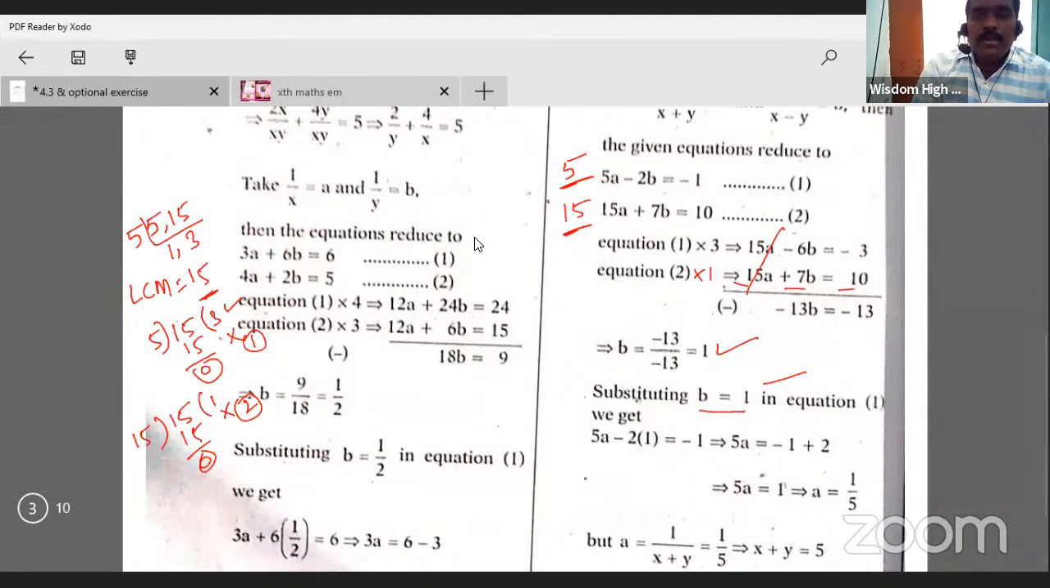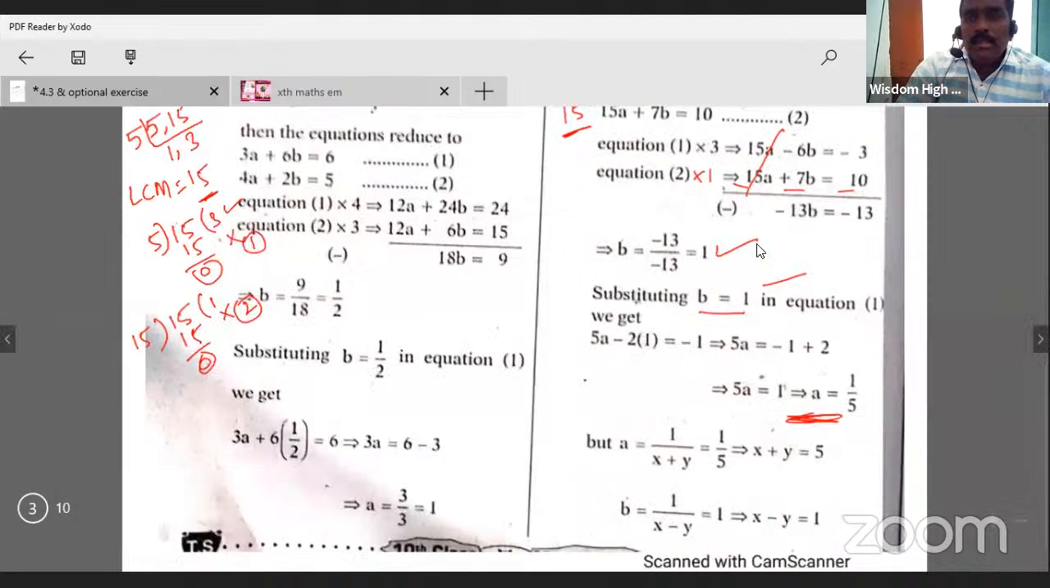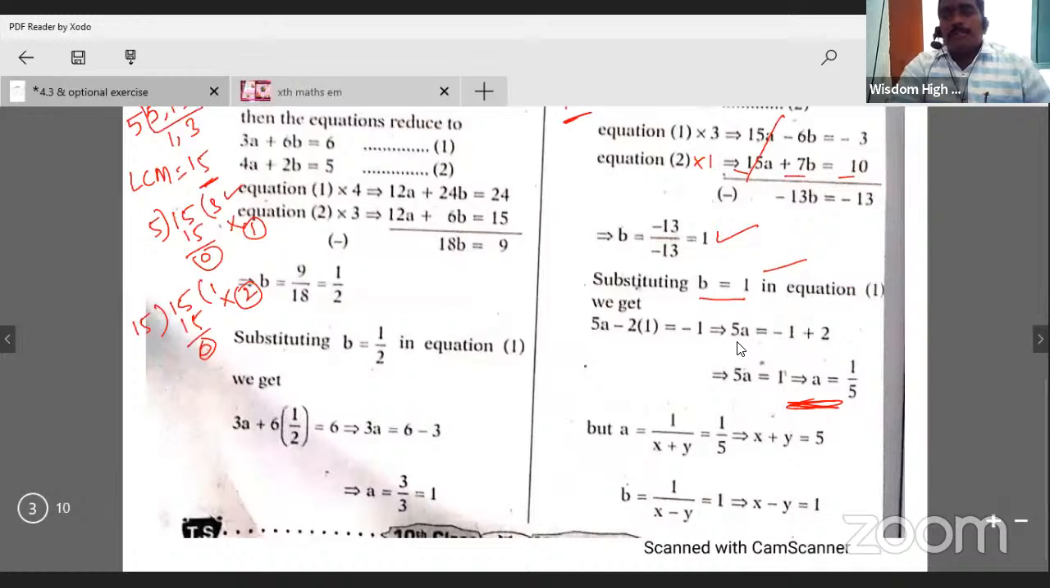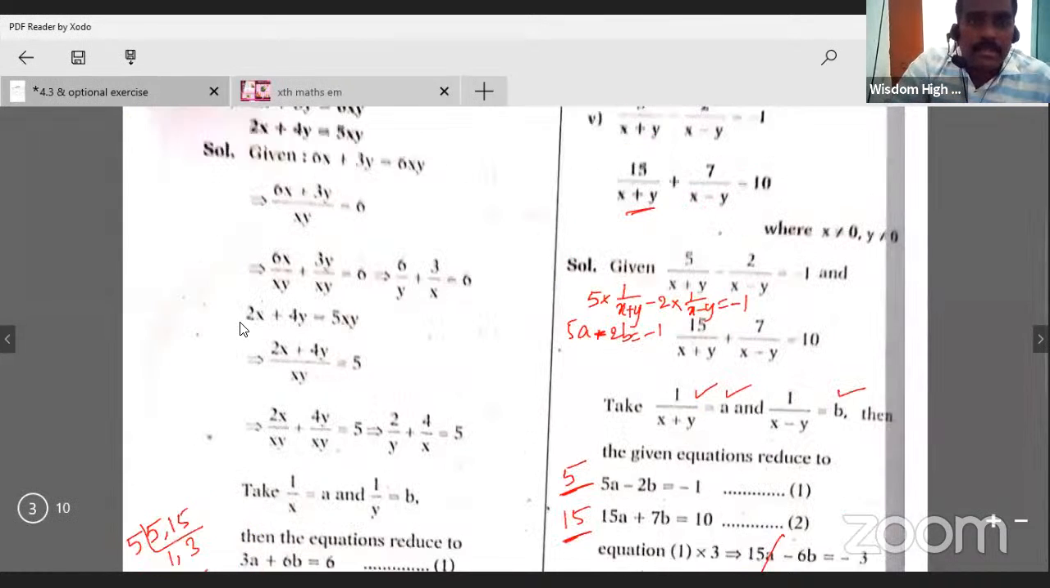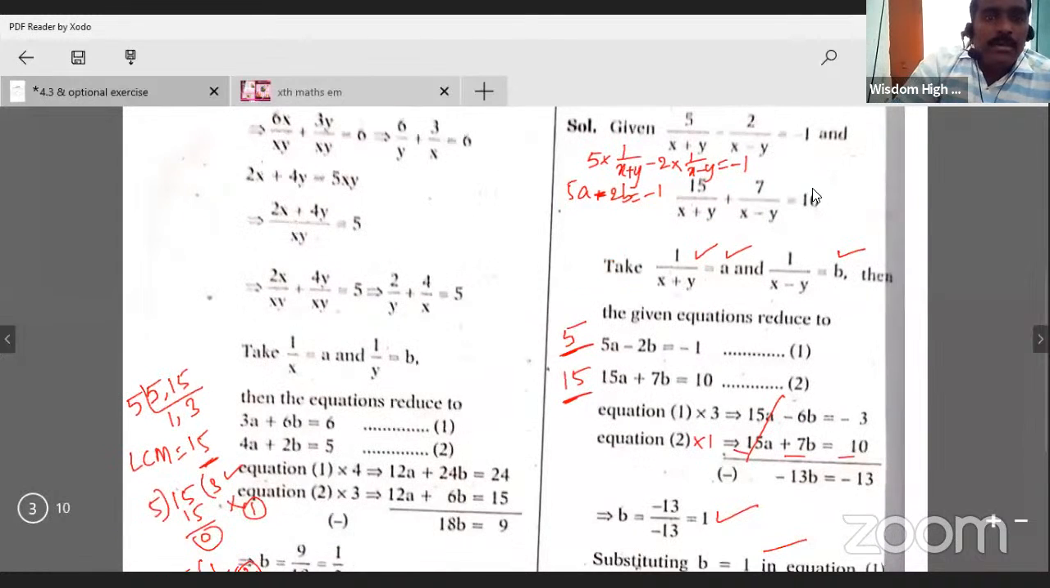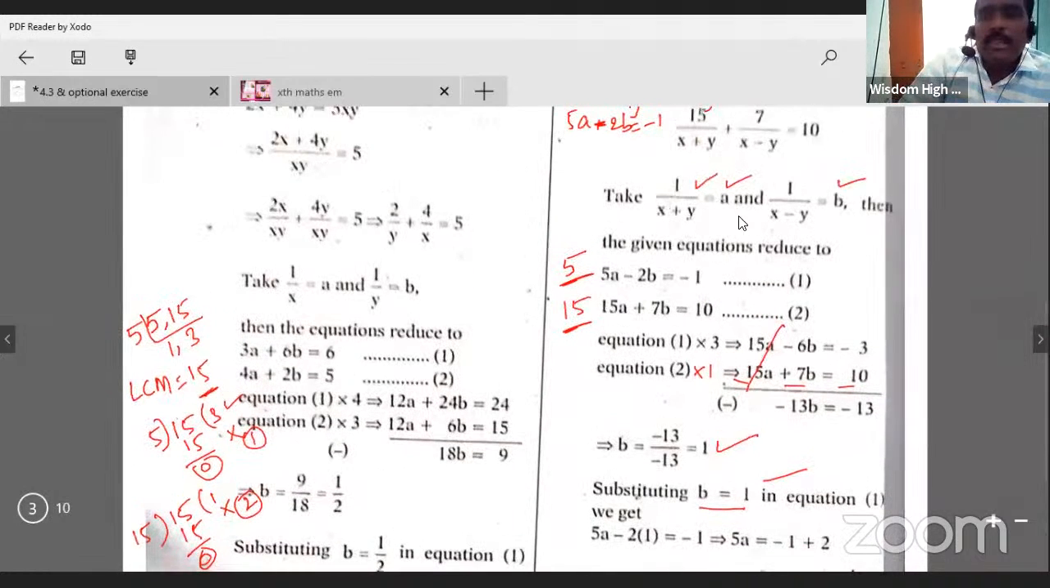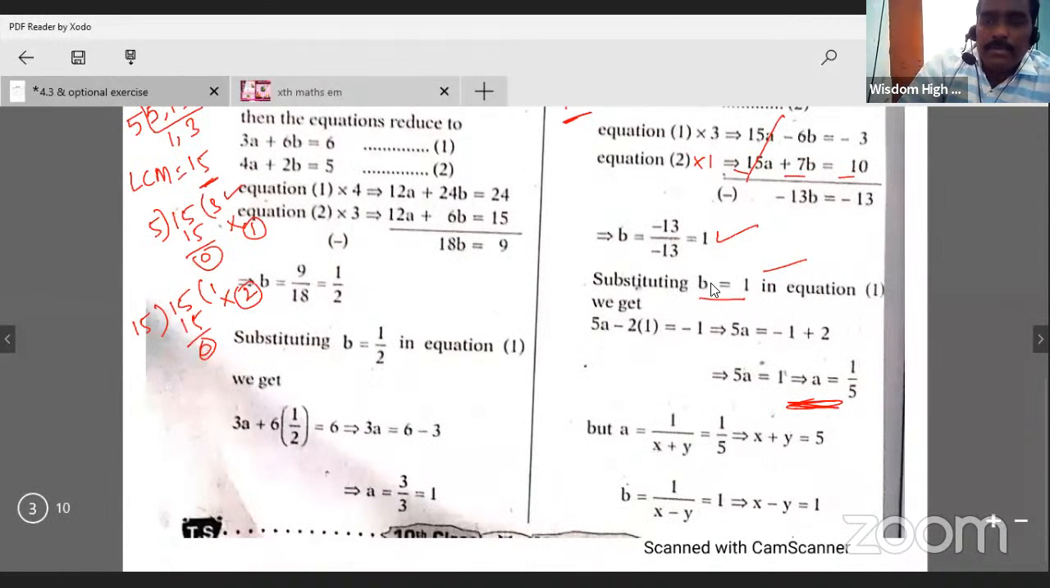Substitute in equation 1 or 2. Substituting is important, students. Here you have to concentrate. Then a is equal to, we got 1 by 5, and b is equal to 1, no? Here is the problem: 1 by x plus y is equal to a, 1 by x minus y is equal to b. 1 by x plus y is equal to a means we got 1 by 5, then 1 by x minus y is equal to b, that is equal to 1.